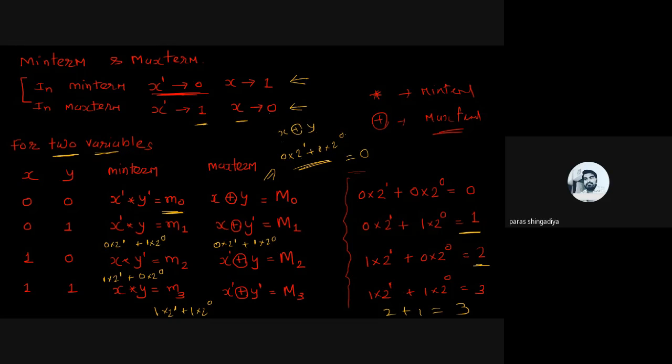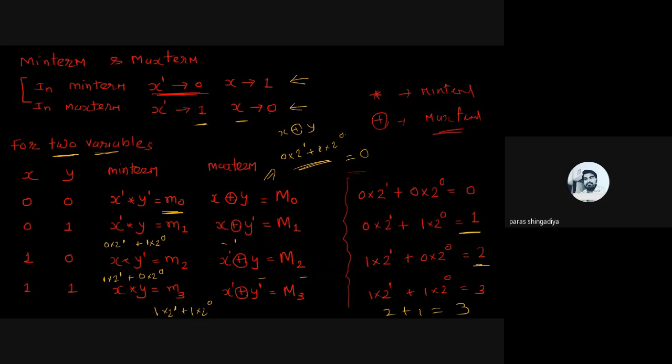Then the third is 1 comma 0. So the expression will become x dash ring sum y. What is the answer of that? x dash means 1, so that will be 1 comma 2 raised to 1 plus 0 comma 2 raised to 0, because the second variable is y, which gives 0. So 1 comma 2 raised to 1 gives the answer 2. So the answer is capital M2.